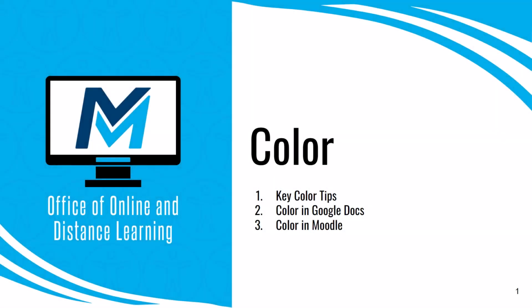Color is an important element in design that can liven up our course pages and documents or help convey important information. But we have to be careful in how we use it. In order to be mindful of those with low vision or color blindness, there are a few color tips we can implement to be as accessible as possible within our Google Docs and Moodle courses.